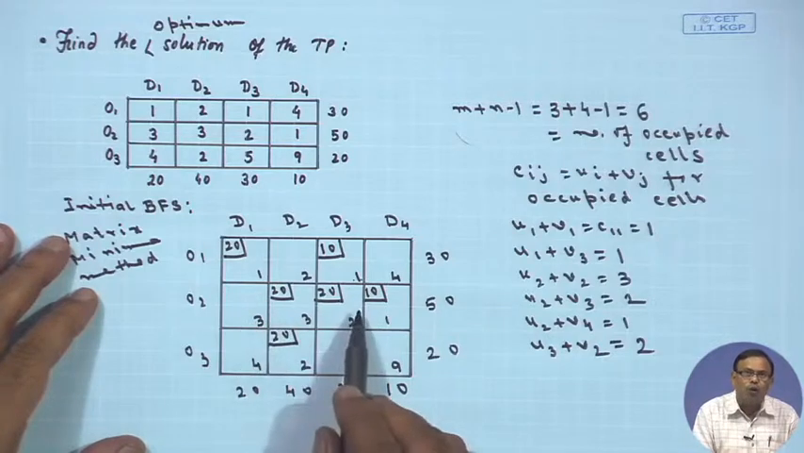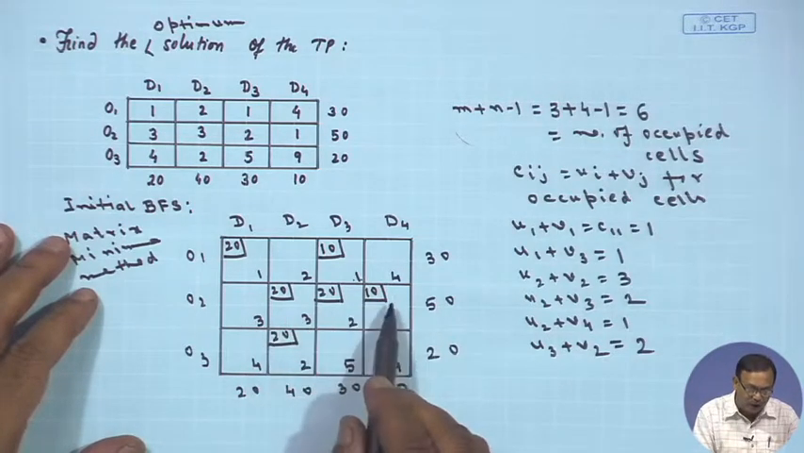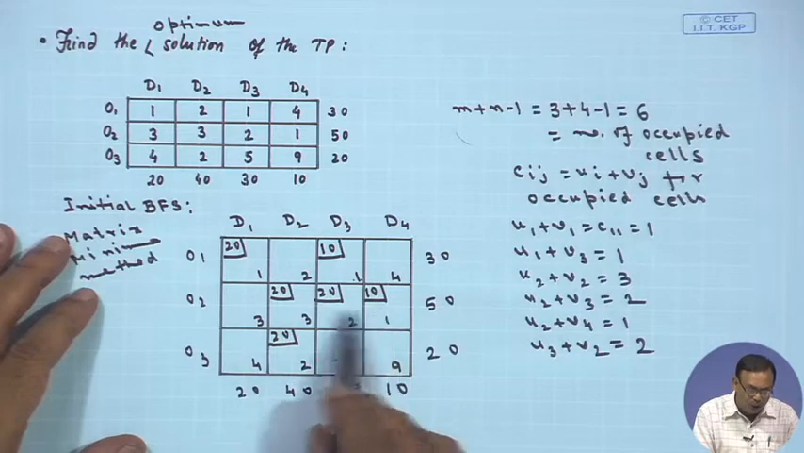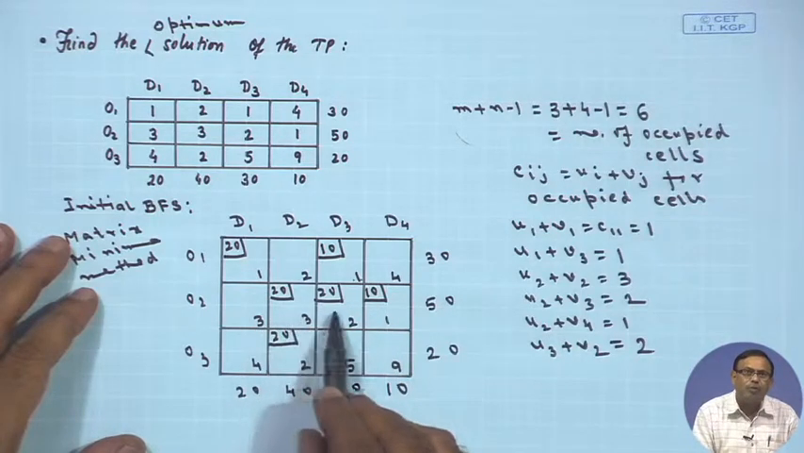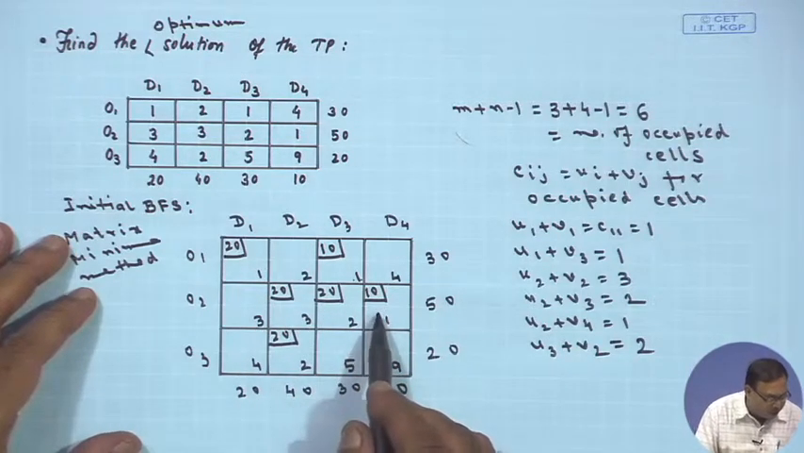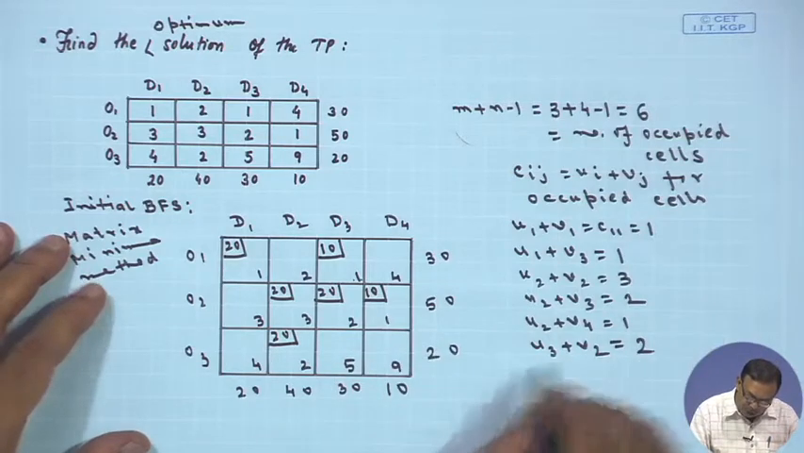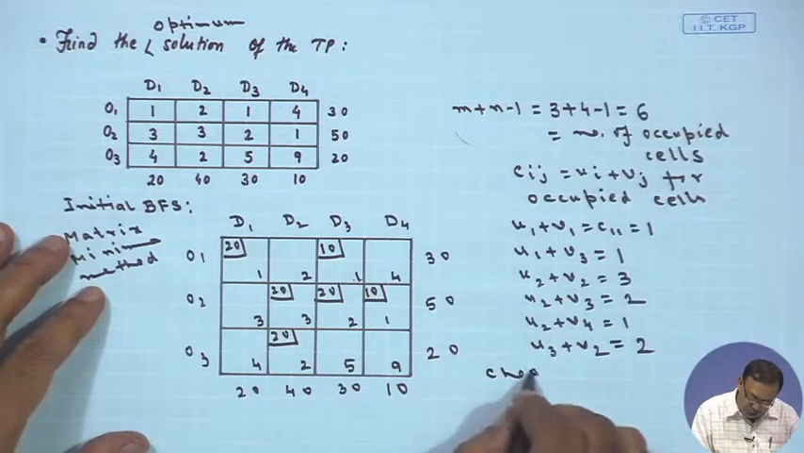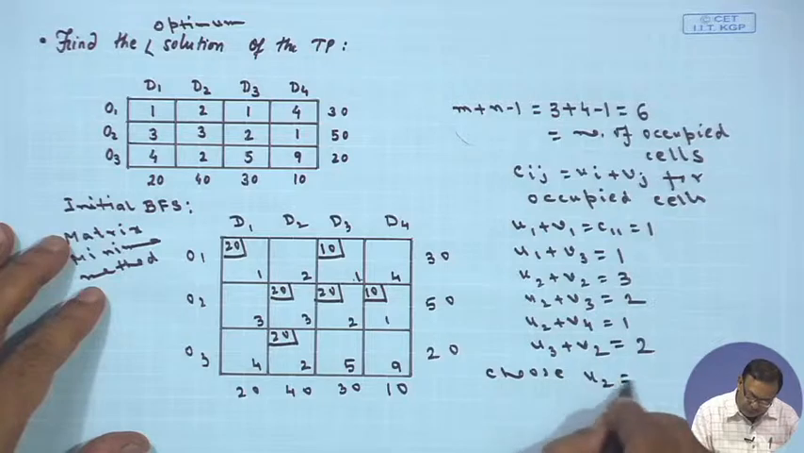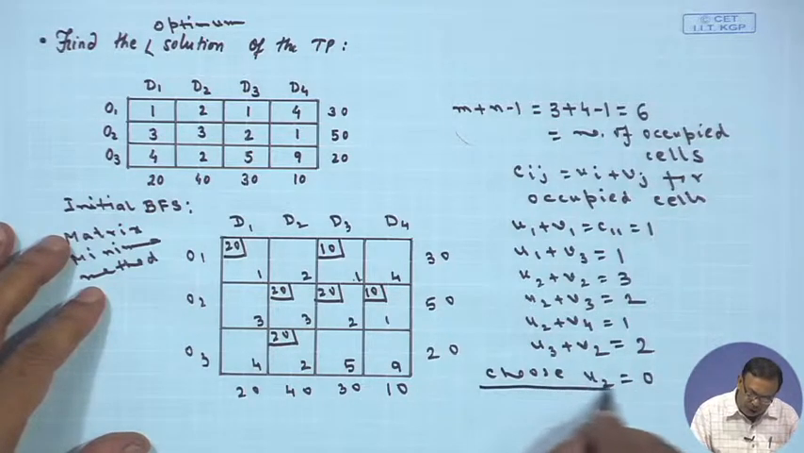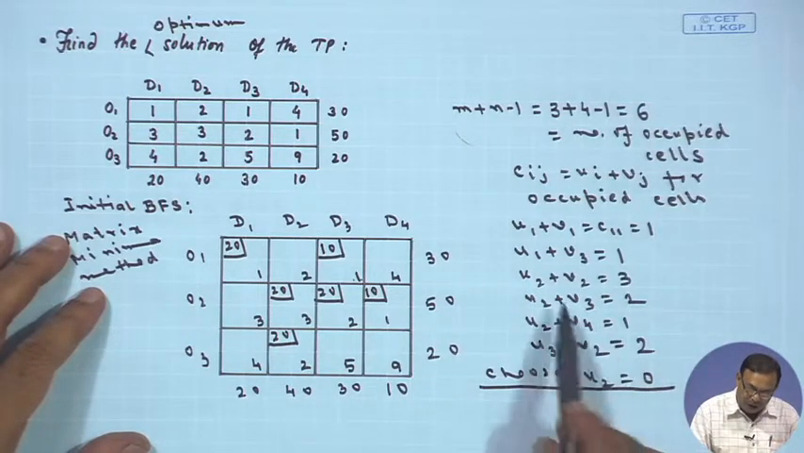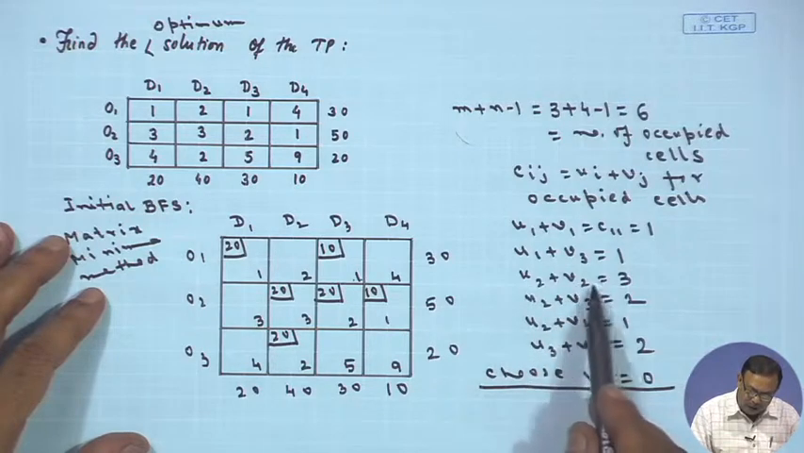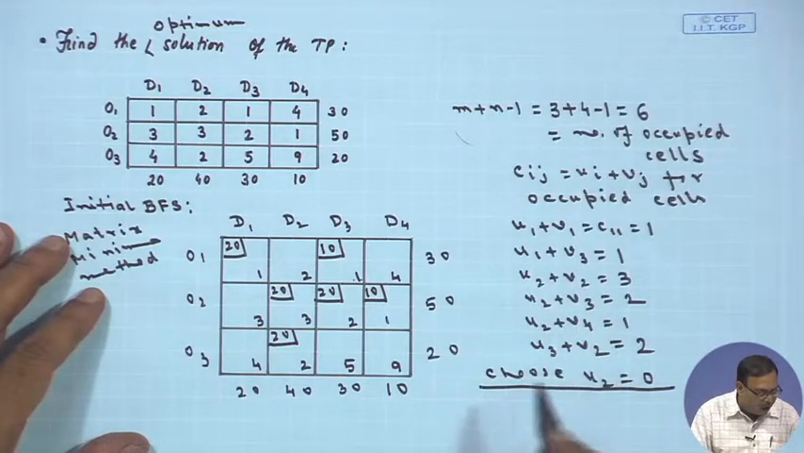I will choose the row which has the highest number of allocations. Here, if you see, row 2 has a maximum of 3 allocations. Therefore, what will I choose? I will choose U2 equals 0. Once I am choosing U2 equals 0, from this you can find out V2, V3, and like this way, all the others.